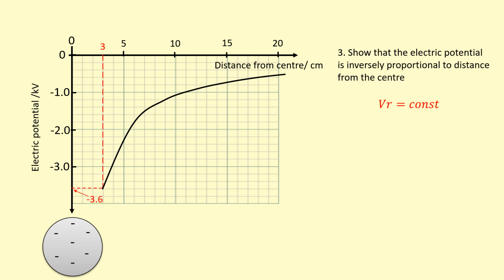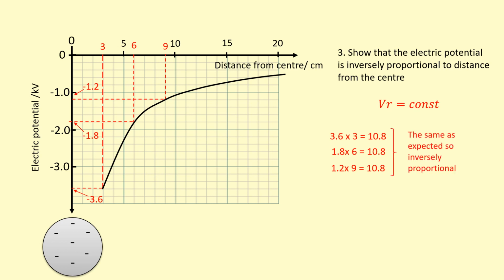So starting off with this one, 3 and 3.6. We multiply it together, you get 10.8. Let's do it again at another point. So 1.8 and 6. Again, you get 10.8. And if we do our third point, again, you get 10.8. This shows that it is inversely proportional because all these numbers are the same as we expect. And if these numbers hadn't been the same, then that would mean that it isn't inversely proportional. So maybe we measured it incorrectly or the theory is wrong.